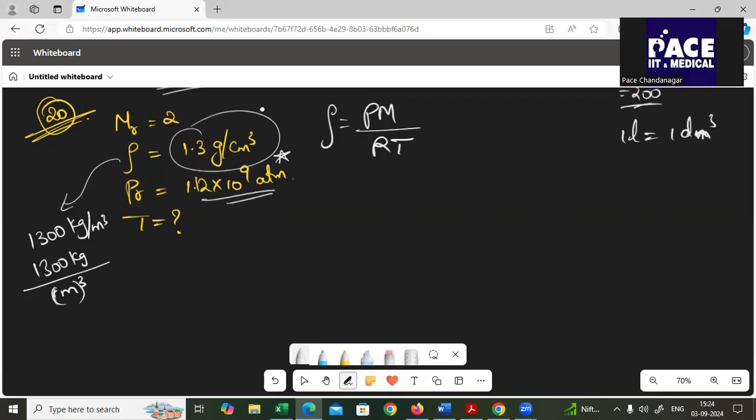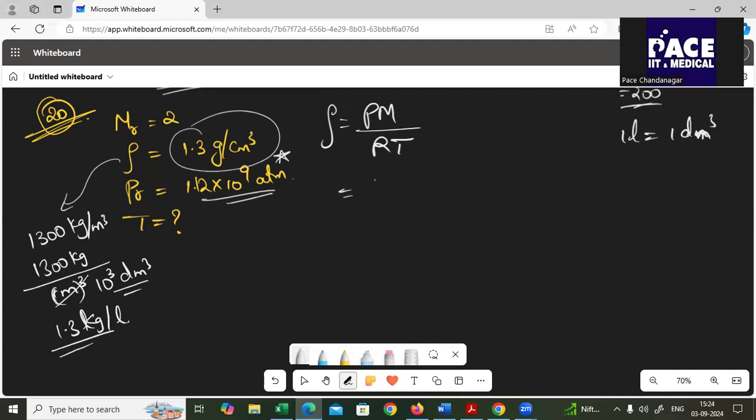So please convert that first. Meter to decimeter, you just have to multiply with 10. Meter cube to decimeter cube, you multiply with 10 cube, since 10 cube decimeter cubes is 10 cube liters. So 1300 by 10 cube is 1.3 kg per liter. Why am I changing everything? Because I want the pressure in atmospheres and volume in liters only for this.